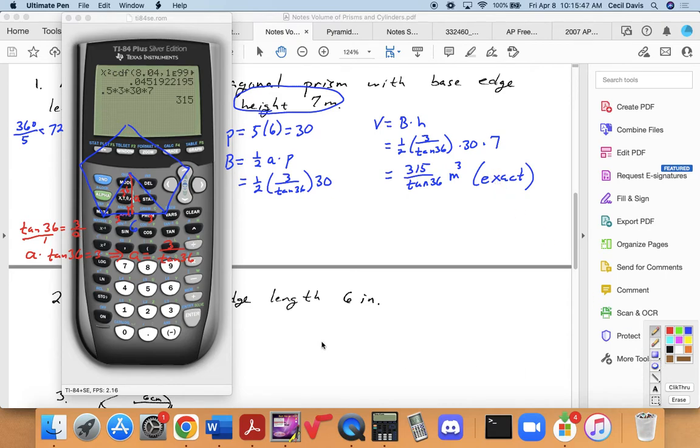But they also asked for an approximation, so 315 divided by the tangent of 36, so this is approximately equal to 40.6 cubic meters. And the squiggly equal signs, in case you don't know, means approximately. Okay, any questions about that? Okay, let's go on to the back.